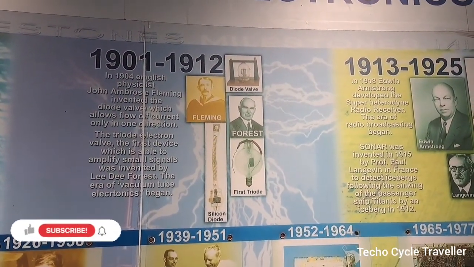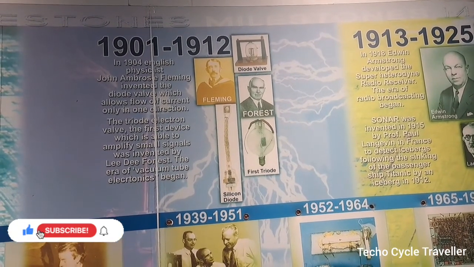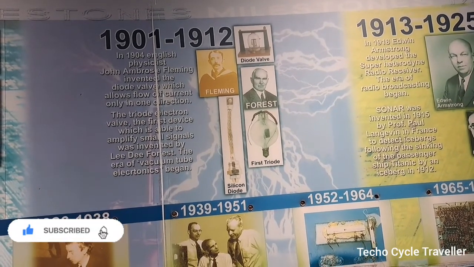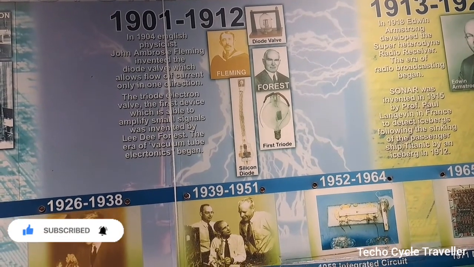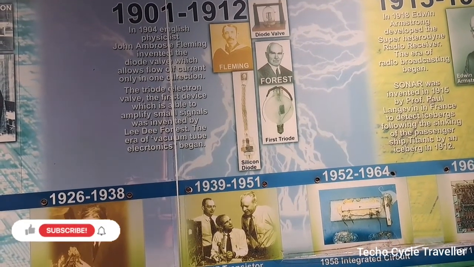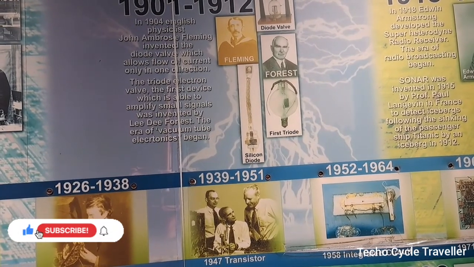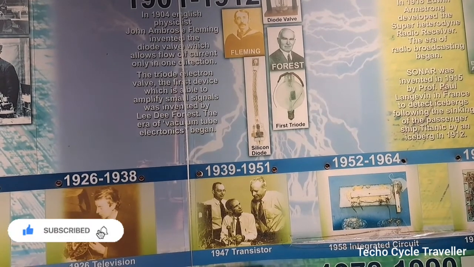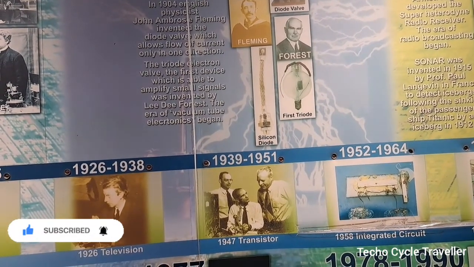1901, 1904. English physicist John Ambrose Fleming invented the diode valve, which allows flow of current only in one direction. The triode electron valve, the first device which is able to amplify small signals, was invented by Lee de Forest. The era of vacuum tube electronics began.